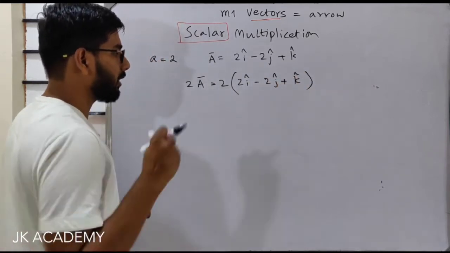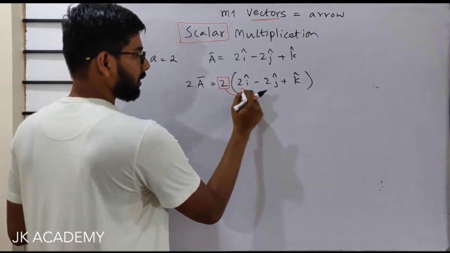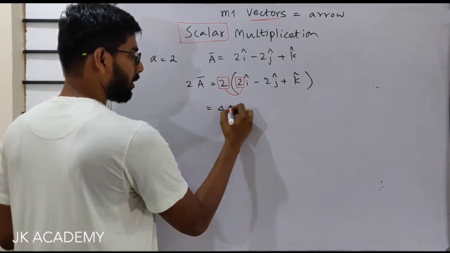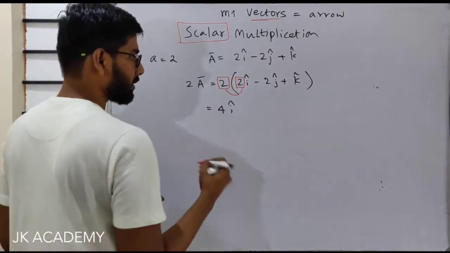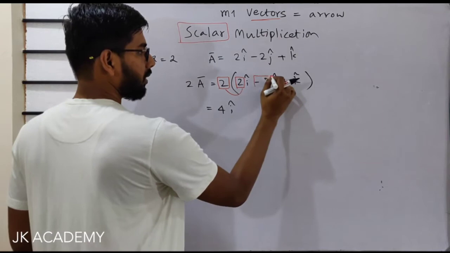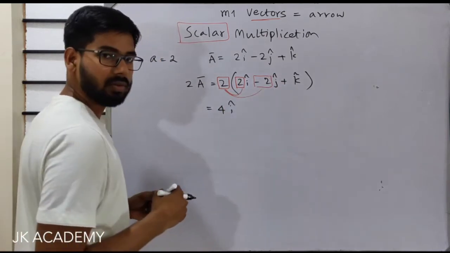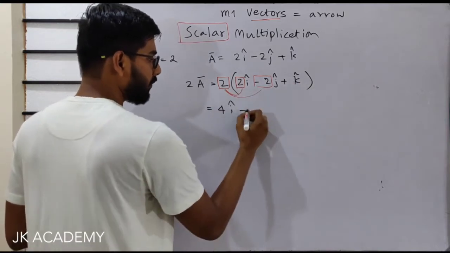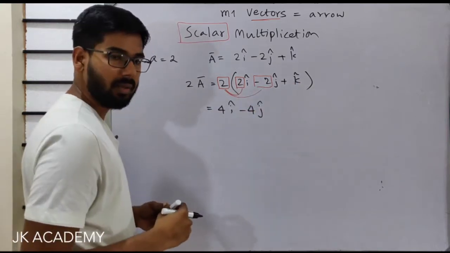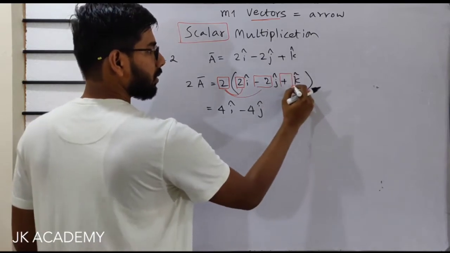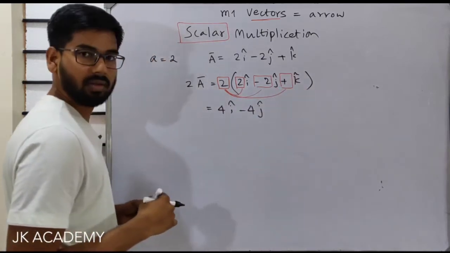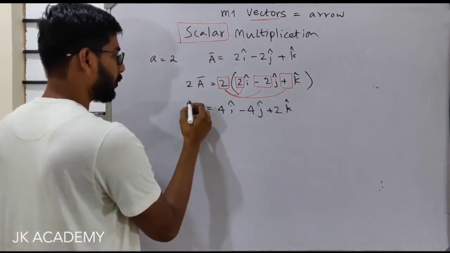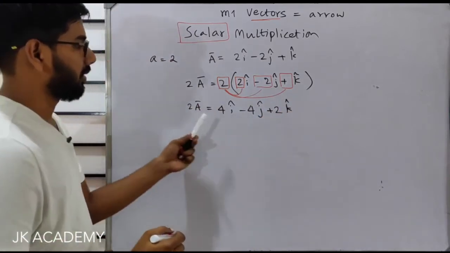So first what will I do? 2 times 2. What will I get? 4 i cap. Next, 2 times minus 2. One at a time: this into this plus this into this plus this into this. 2 times minus 2 is minus 4 j cap. Next, 2 times this. 2 times 1 is plus 2 k cap. So my 2 times a bar is this.